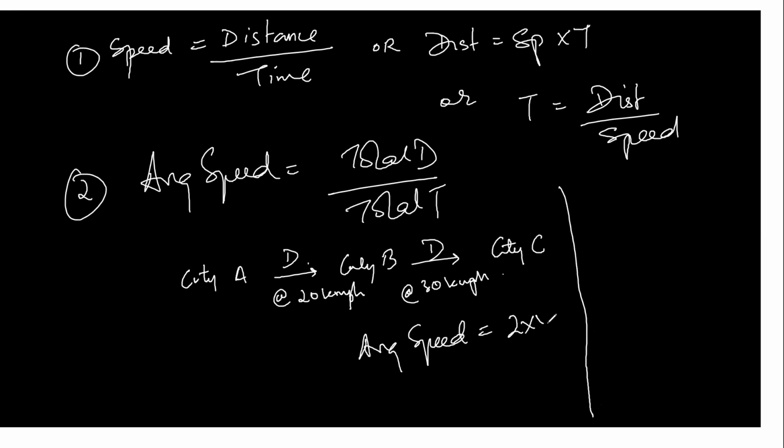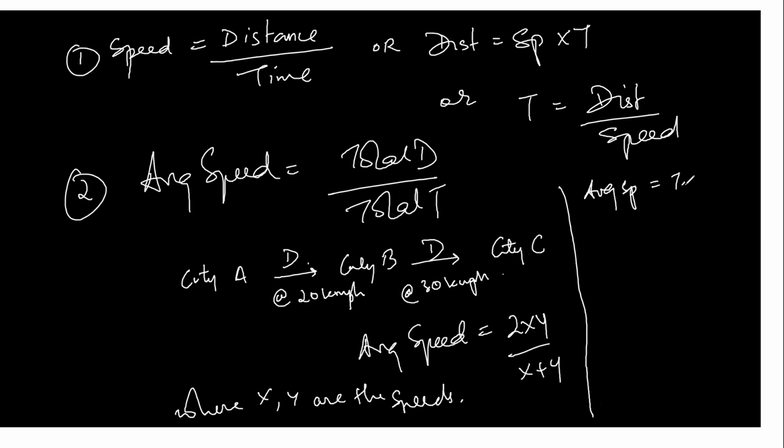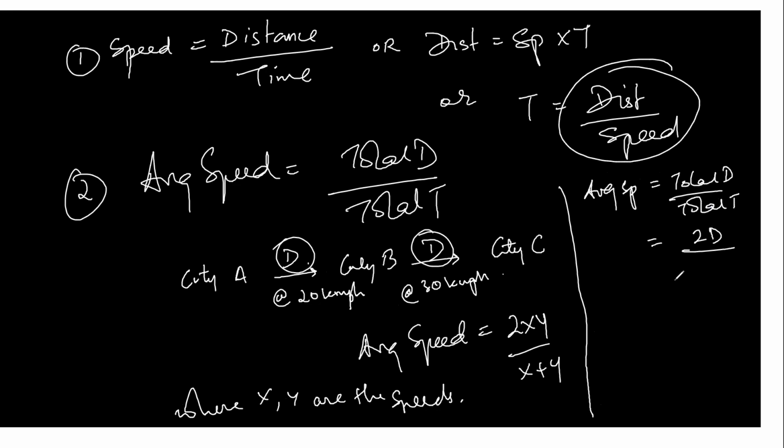The answer will be 2xy upon x plus y, where x and y are the speeds. But we'll derive it so that we understand logically what is happening. Average speed is total distance over total time. Total distance is 2d, because d plus d, the distance is the same. Time is distance over speed, so it will be d over 20 plus d over 30. The d's are common, so they cancel out. So we get 2 over 1 by 20 plus 1 by 30.